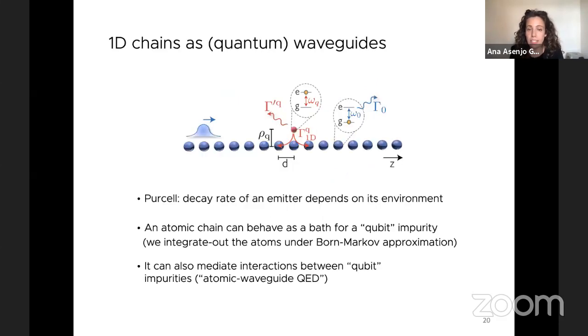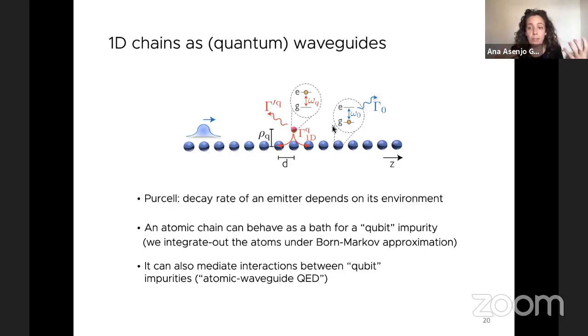So, okay, if this is true and these atomic arrays support dark modes, can we harness them to build waveguides out of them? And can we couple impurity qubits to them and make these waveguides mediate interactions between them, as we did using the electrics?